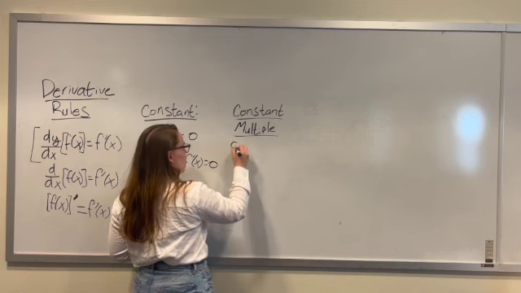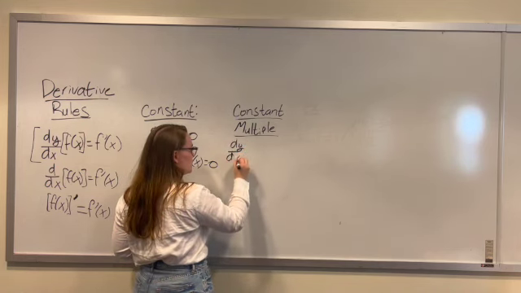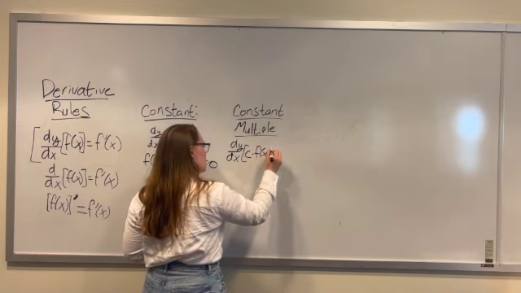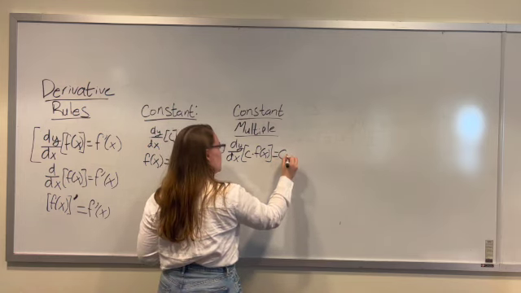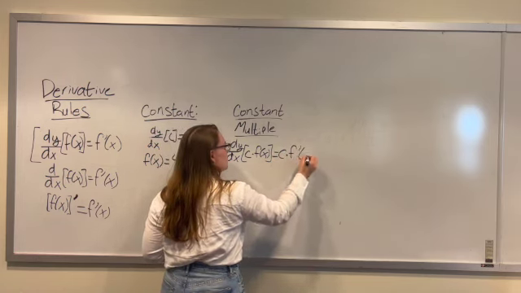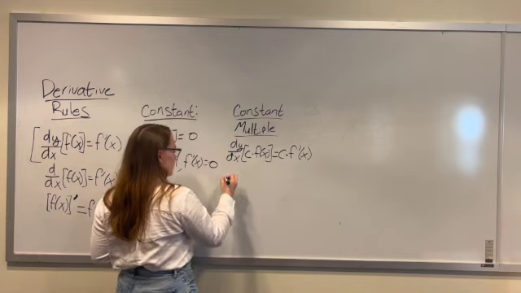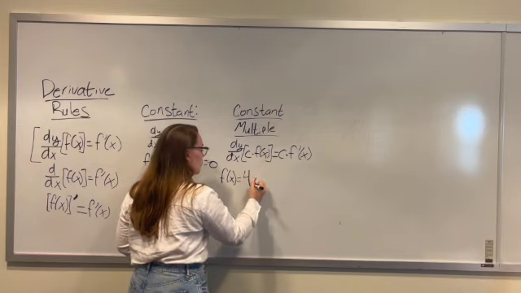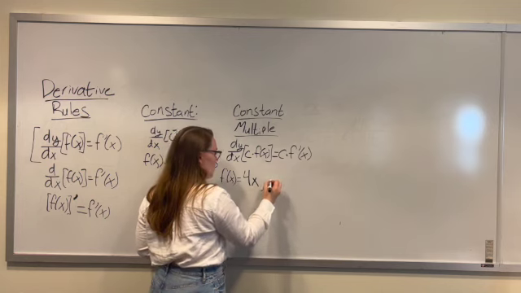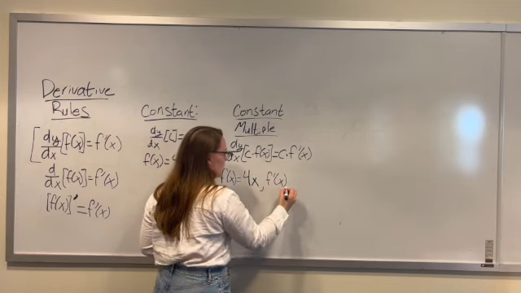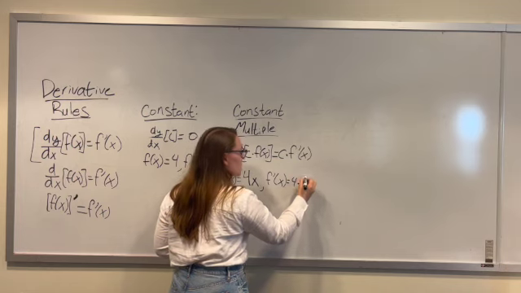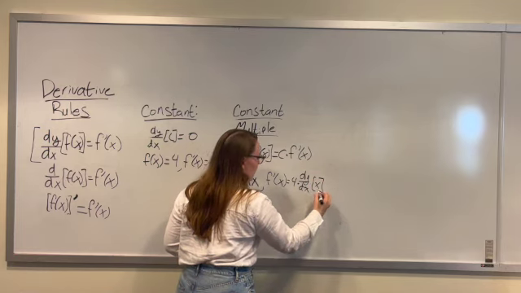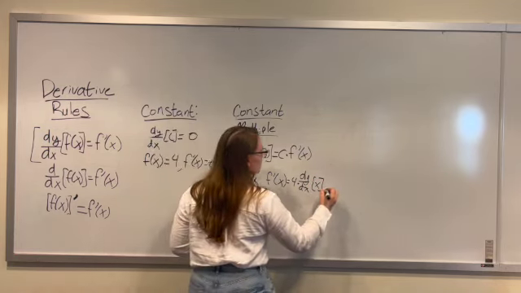Our next rule is the constant multiple. So that means if we have dy dx of some constant c times a function f of x, it is equal to c times f prime of x. So an example of that would be if f of x is equal to 4x, then f prime of x is equal to 4 times dy dx of x, which we'll get into this later, which is just 4.